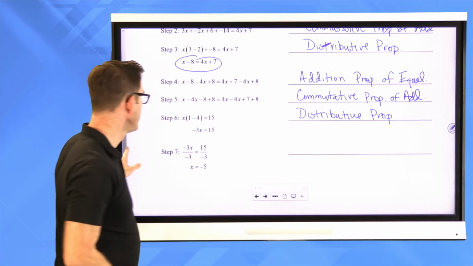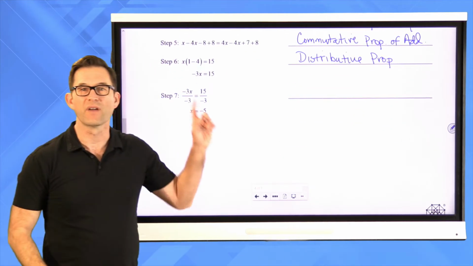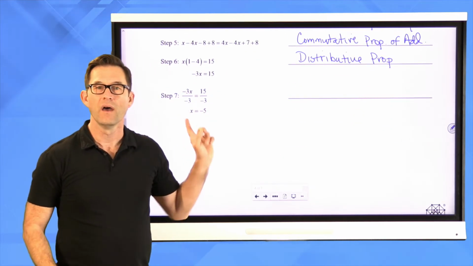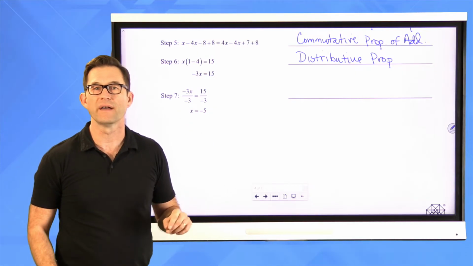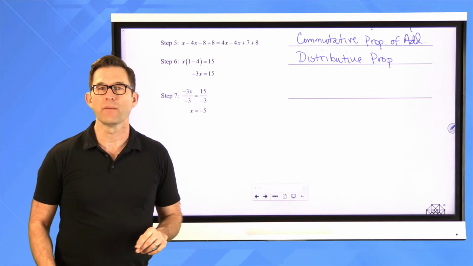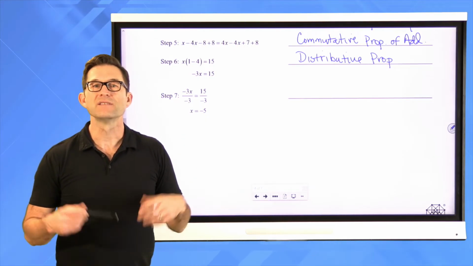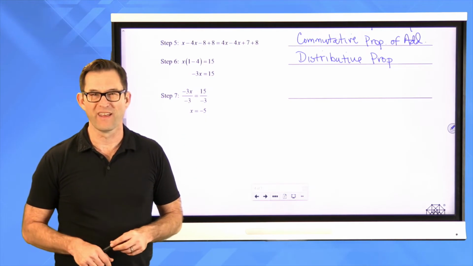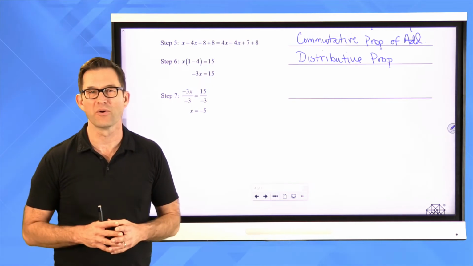And finally, my final step, I've got negative 3x equals 15. I divide by negative 3 on both sides. I get x equals negative 5. What allows me to divide by negative 3 on both sides, almost ironically, is the multiplication property of equality.